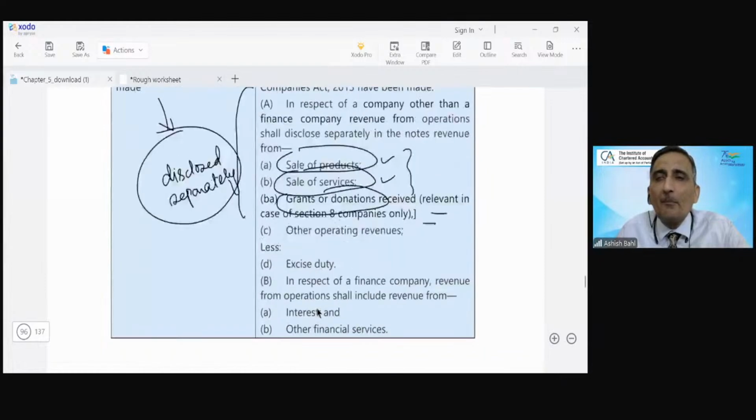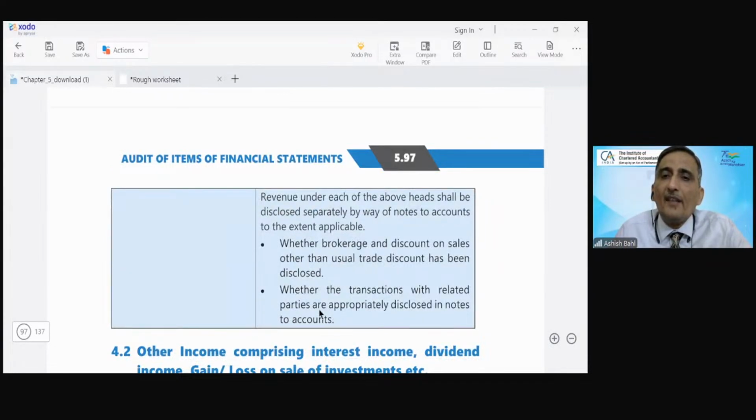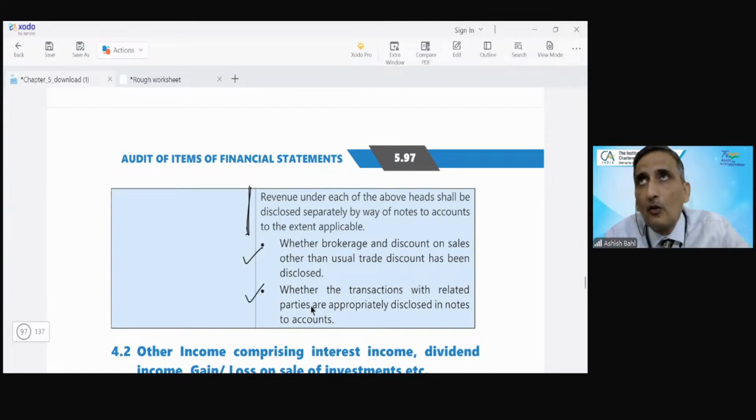And in respect of a finance company, say a company whose main business is to give loans and advances, interest and other financial services have to be disclosed, because in the case of a finance company, interest is their main income. They are in the business of providing loans, so their income is receiving interest on the loans advanced. And revenue under each head shall be disclosed separately by way of notes to accounts. To the extent applicable, brokerage and discount other than usual trade discount would be shown separately, and related party transactions, which we have already considered, are also required to be disclosed. This is again a Schedule 3 requirement.